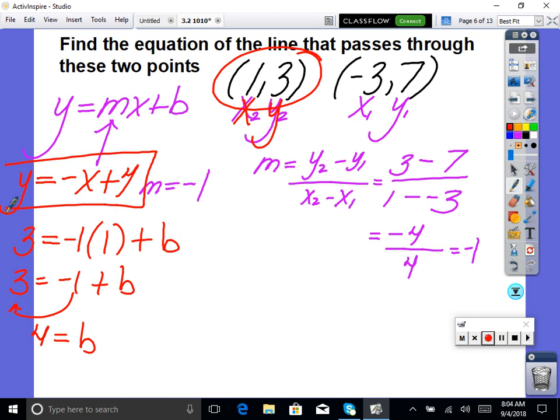Now how could you check your answer? You could graph that line on an xy chart, and you should have all those points on it. Your y-intercept should be at positive 4, and your slope should be down 1 over 1. Does everybody understand? Okay. Cool. We're doing good.